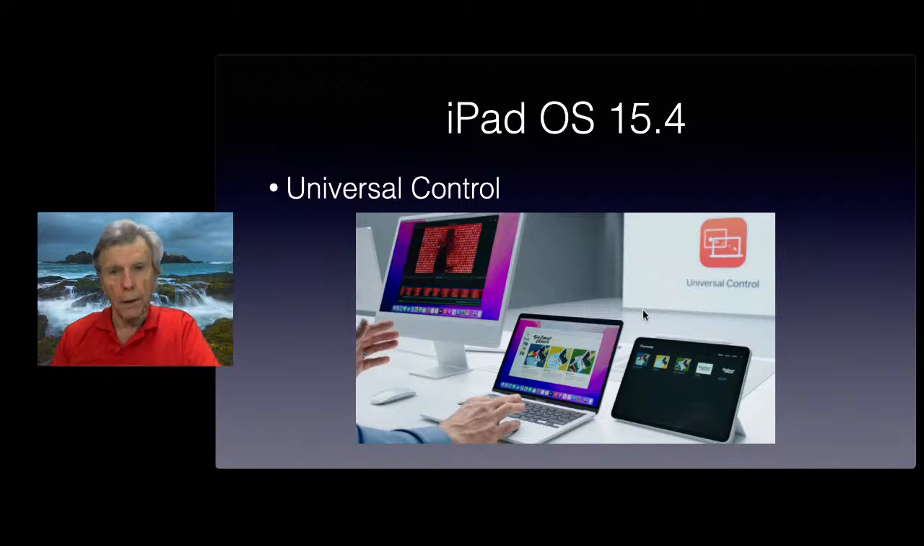Universal Control, on the other hand, allows you to have one Mac, which we'll say is this MacBook in the middle, and it can control not only one iPad, but it can control one or more other Macs. So you can move from one to the other with ease. So that's the difference.